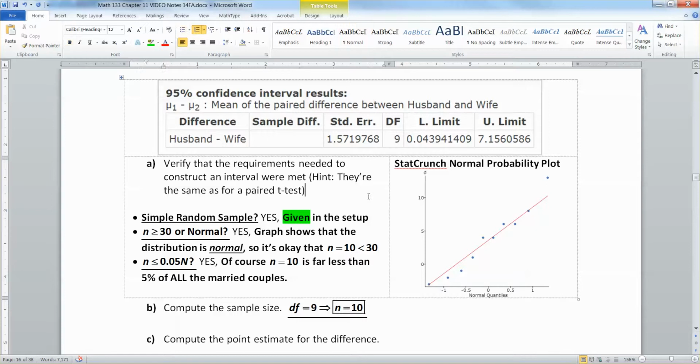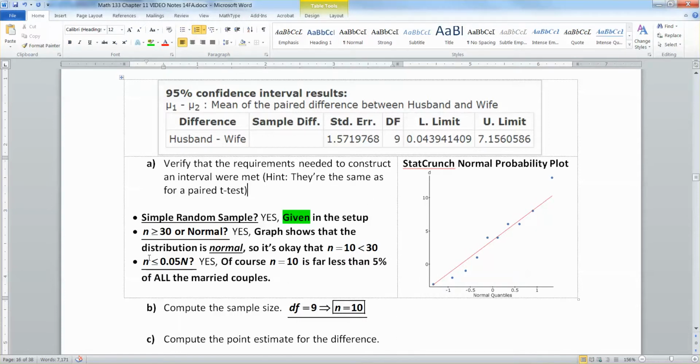Then we need to know, is little n, the sample size, less than 5% of capital N? Well, obviously. Capital N is the number of married couples in the world, right? So little n equals 10 is far less than 5% of all the married couples in the world. That's a huge number.